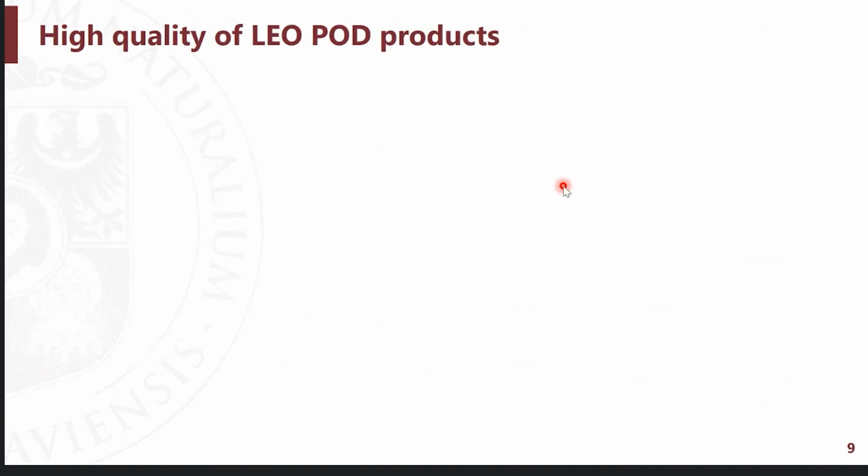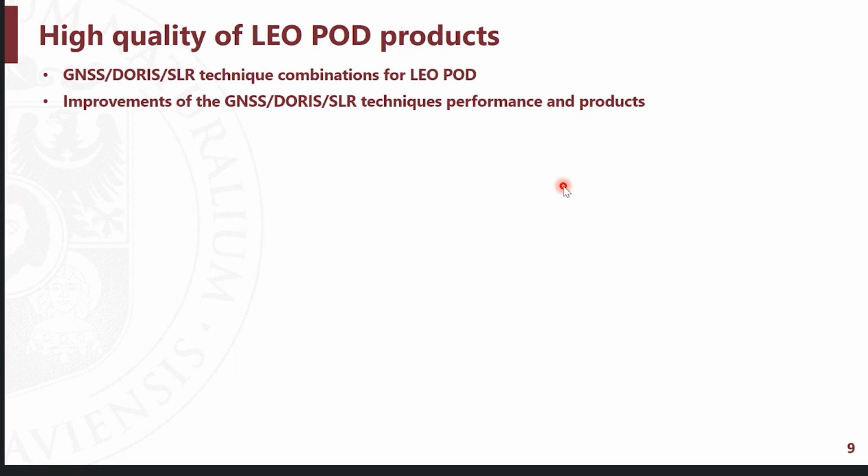The quality of LEO precise orbit determination products has recently been improved in terms of using multi-technique combinations. For example, CNES provides GNSS plus DORIS-based orbits of the altimetry satellites. We have improvement of each technique's performance.